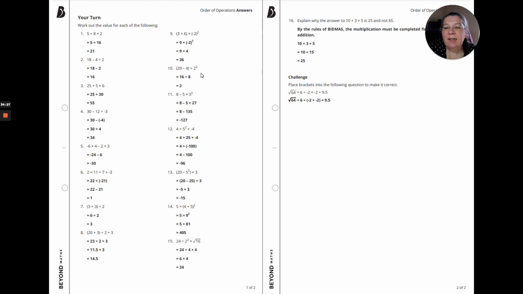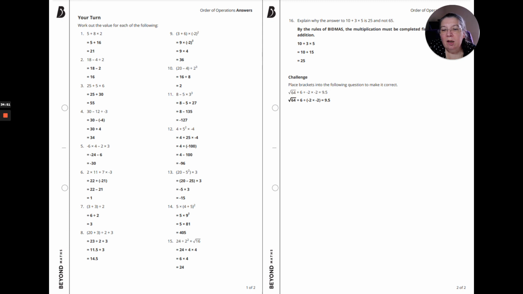Question 10, brackets and an indice and a division. So look at the brackets. First of all, 20 minus 4 is 16. Then our indices, 2 cubed, 2 times 2 times 2, which is 8. Then divide. 16 divided by 8 is 2.